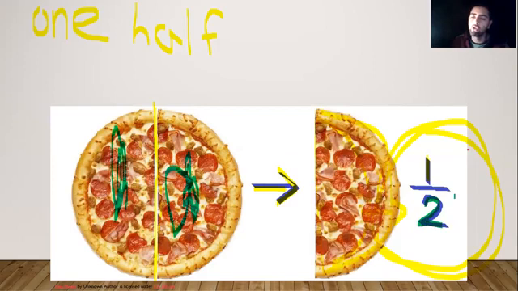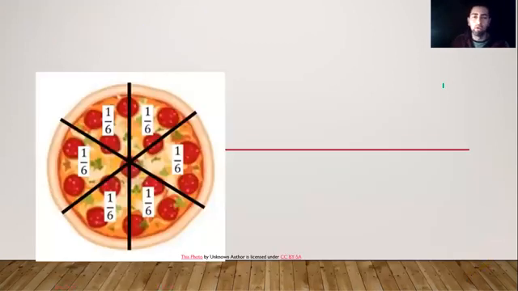So all you have to do is remember that the top number is how many pieces we are talking about, and the bottom number is how many pieces total there are. Simple enough, right? Any questions? All right, let's move on.